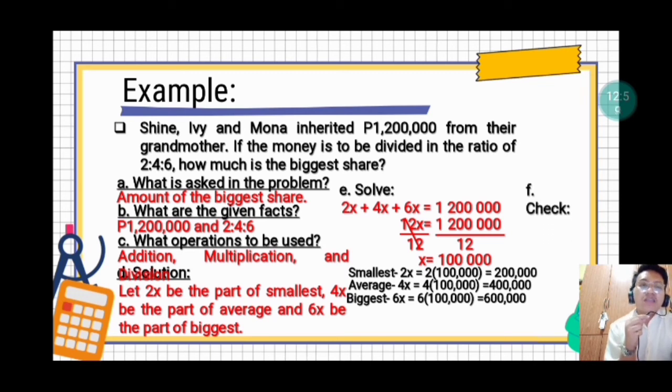So we need to add the total earnings for smallest, average, and biggest. So add them, and this would give us an answer of 1,200,000. And this is similar to the total amount of inheritance.